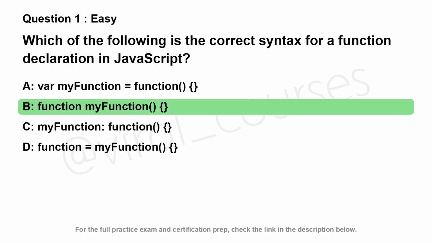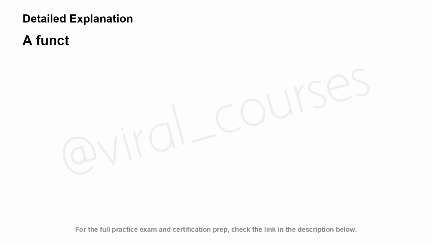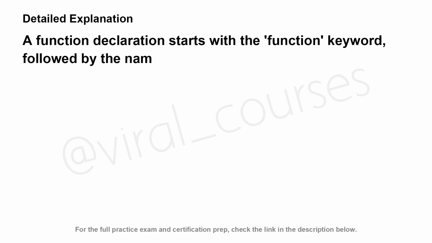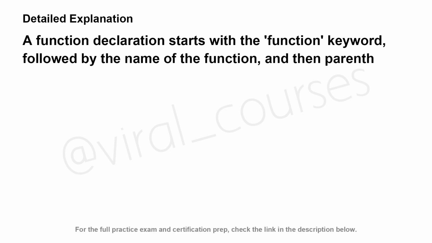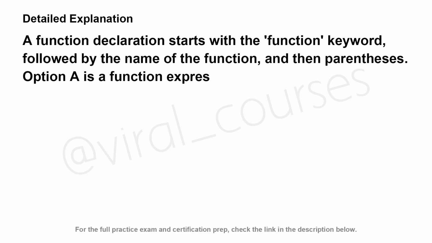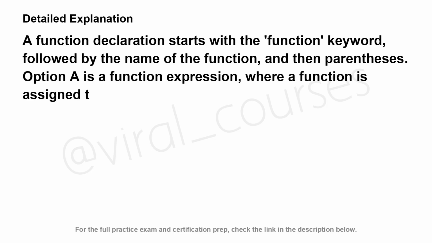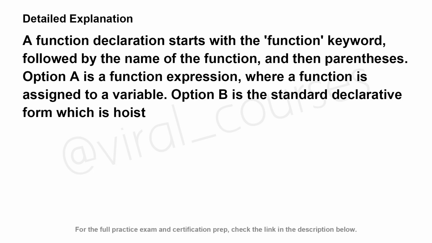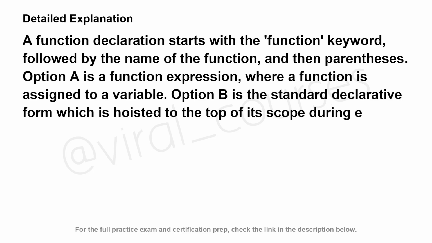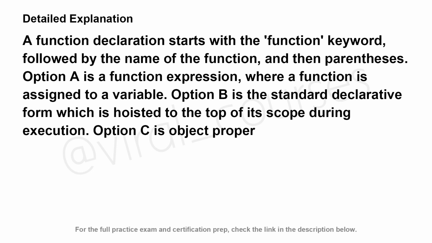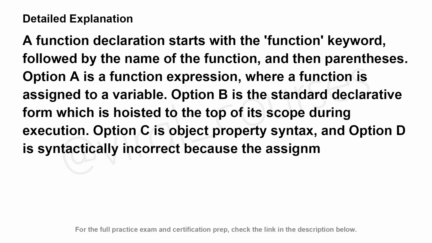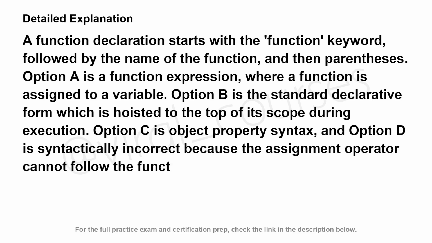The correct answer is B. A function declaration starts with the function keyword, followed by the name of the function, and then parentheses. Option A is a function expression, where a function is assigned to a variable. Option B is the standard declarative form which is hoisted to the top of its scope during execution. Option C is object property syntax. And option D is syntactically incorrect because the assignment operator cannot follow the function keyword in this manner.